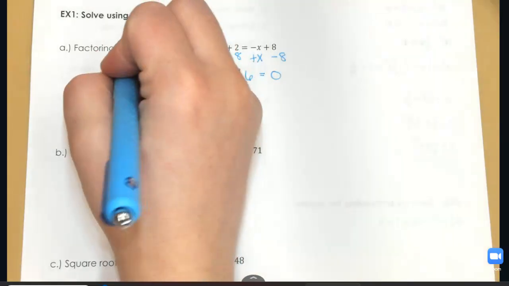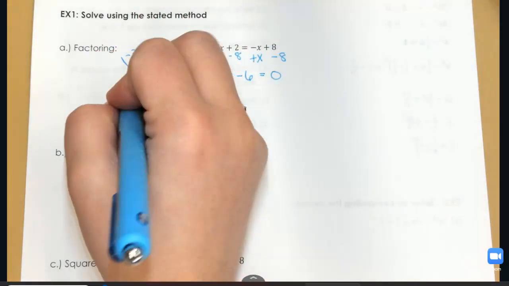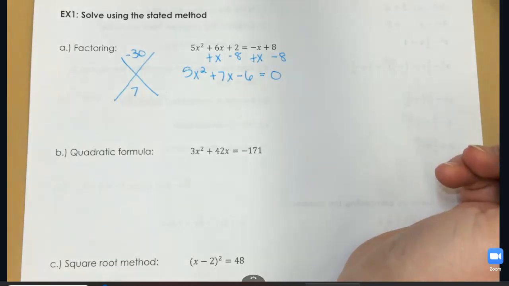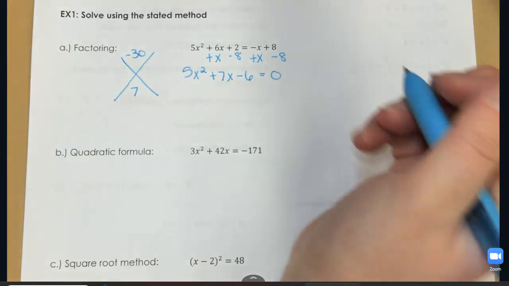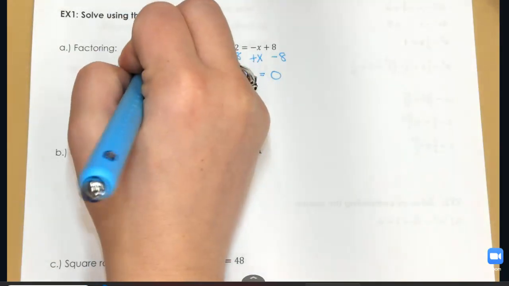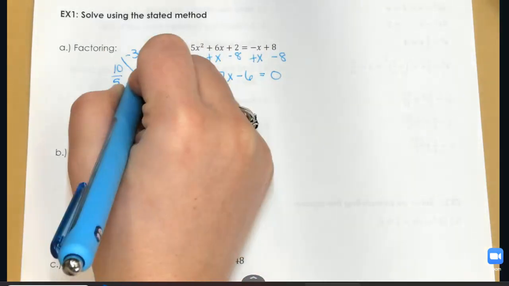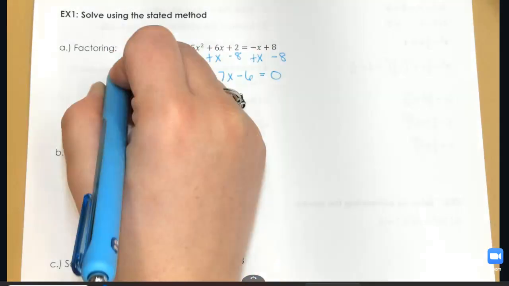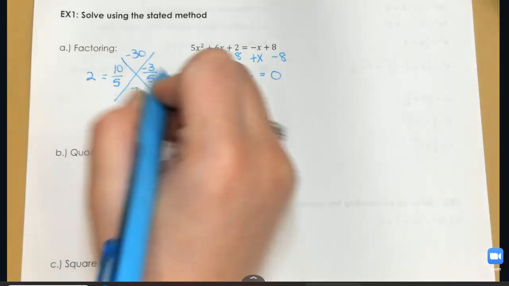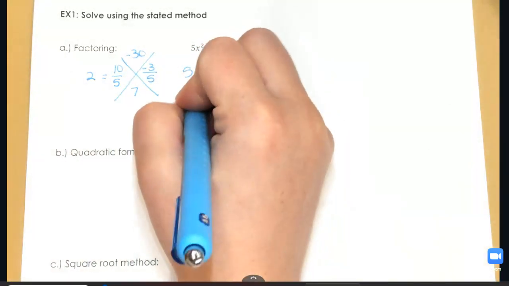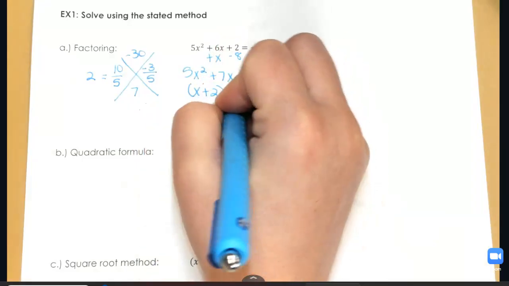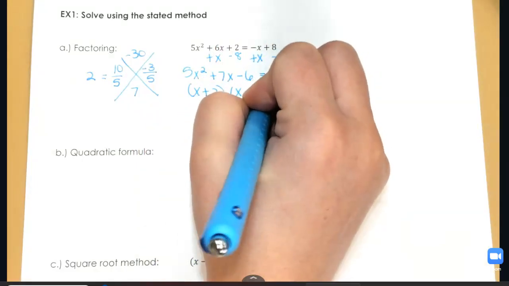So setting up my x, 5 times negative 6 is negative 30. My middle term is 7. Magic numbers that multiply to negative 30 and add to positive 7 are 10 and negative 3. I am going to need to divide both of those by a since it's not 1. 10 divided by 5 is going to be 2. Negative 3 will not evenly divide, so at the moment I've got x plus 2 and x minus 3/5.